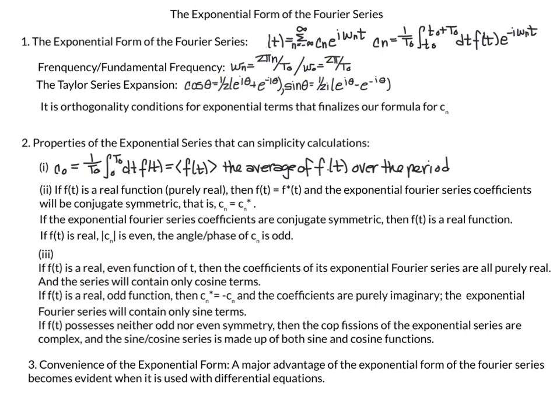Second, if f of t is a real odd function, then the coefficient's complex conjugate is equal to the negative coefficient, and the coefficients are purely imaginary. And the exponential Fourier series will contain only sine terms. So again, you would model an odd function with sine because sine is an odd function. So if f of t possesses neither odd nor even symmetry, then the coefficients of the exponential series are complex, and the sine-cosine series is made up of both sine and cosine functions.